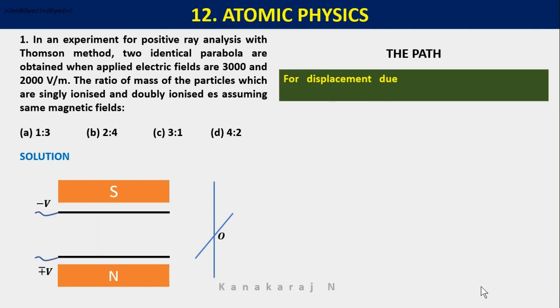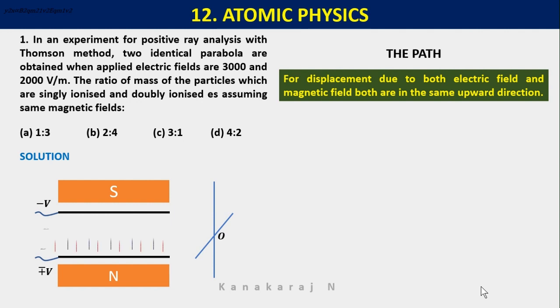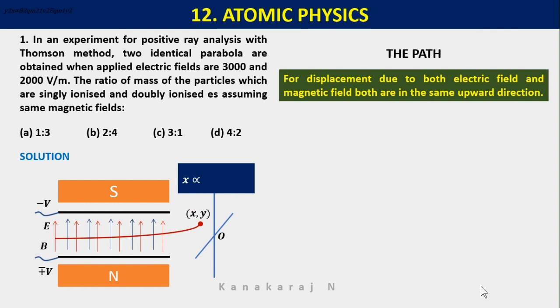Let us now apply both the fields. Now, for displacement due to both electric and magnetic field, both are in the same direction. Then the positive ray neither goes to point X nor to point Y, but it will go to a point XY in the XY plane. Now we know what X is here. X proportional to E times Q by M into 1 by V square. Y proportional to B times Q by M into 1 by V.